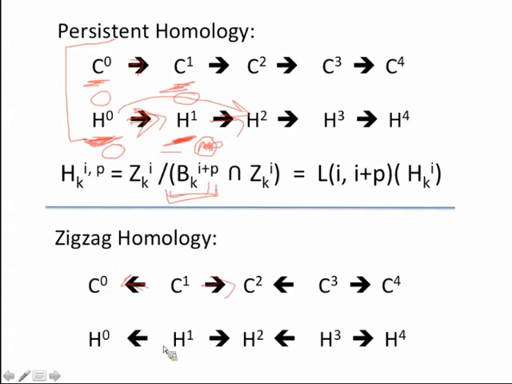But I can still talk about, since these chains include into these chains, that means a cycle will go to a cycle, but it might be killed off by a boundary, or maybe it's not killed off by a boundary. So we still have that a map on the simplicial complex induces a map on the homology. So even with the zigzag, any questions there?